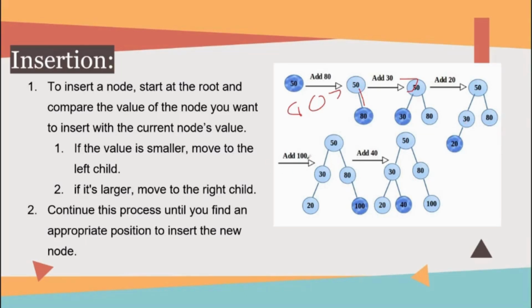Now insert 100. Here it will check with 50. 100 is greater than 50, so it will move to the right subtree, and there is an element 80. Again it will check with 80. 100 is greater than 80, so 100 will be inserted on the right side of 80. Next, 40. Compare 40 with 50. 40 is less than 50, so it will check in the left subtree. Here is 30. 30 is compared with 40. 40 is greater than 30, so insert 40 on the right side of 30. This process continues until we find an appropriate position for the new node.